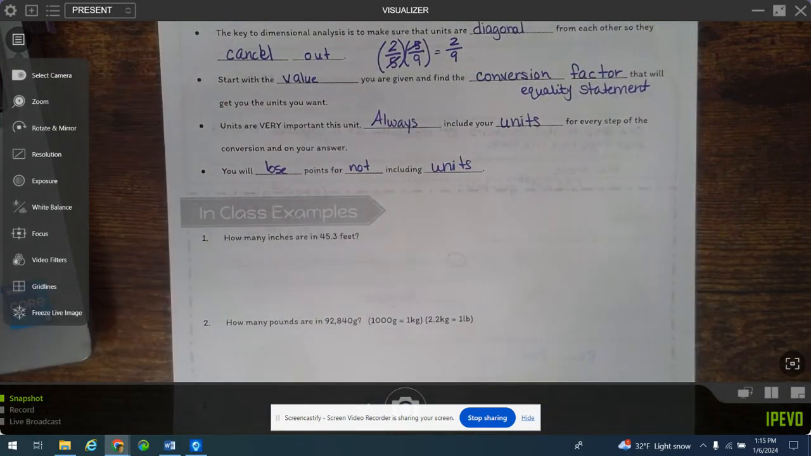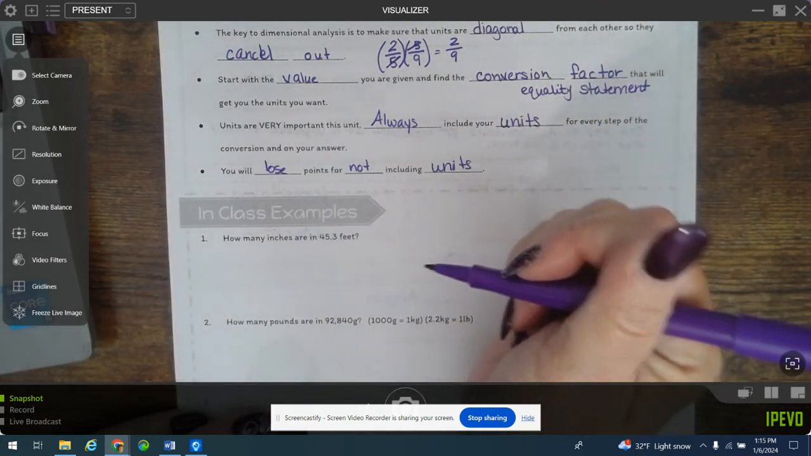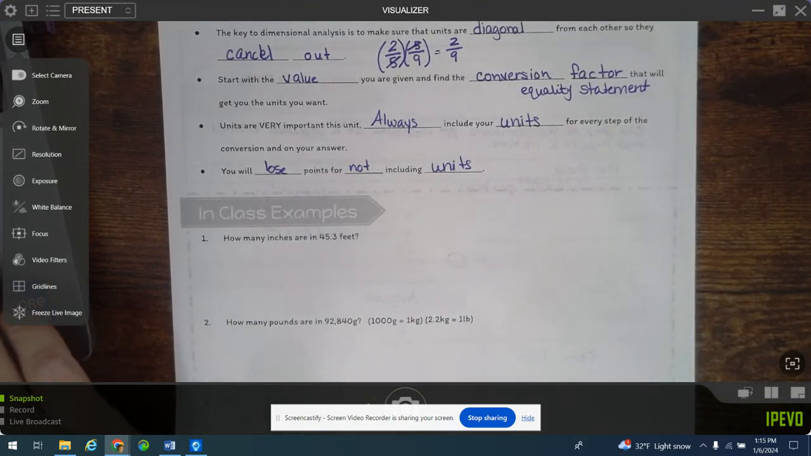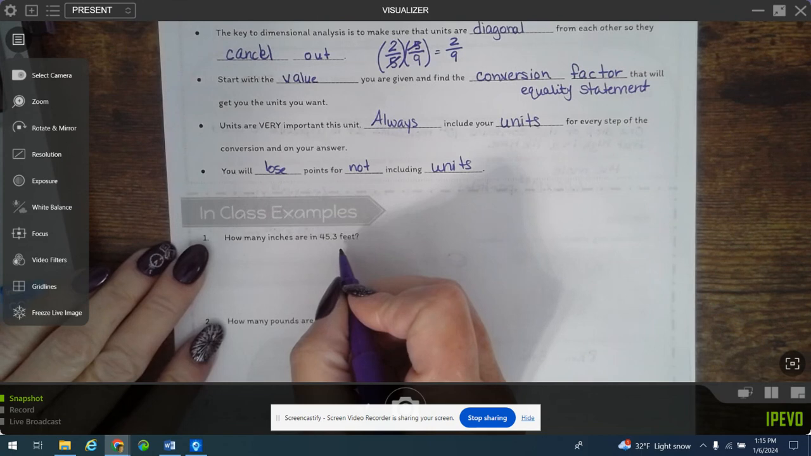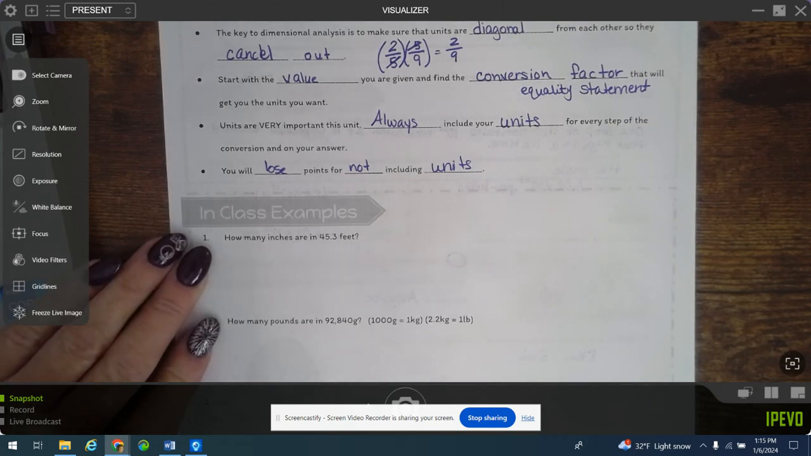Something else I want you to do as we start going through this math is, I think you use this method in physics, where you write down your given, you write down your unknown, and you write your equality statement, or what you're looking for. I want you to start doing that, especially at the beginning. Once you've mastered dimensional analysis, if you don't write down the given and the unknown, I'll be okay with that.